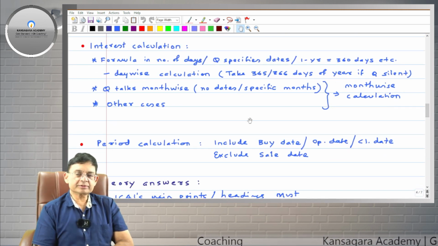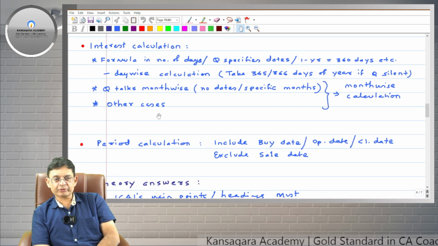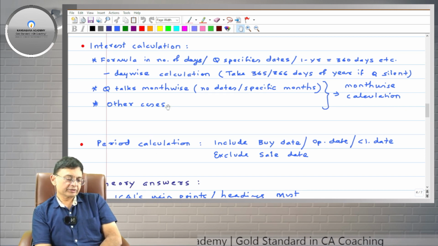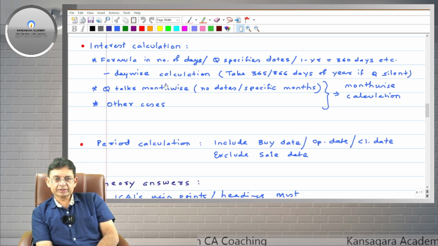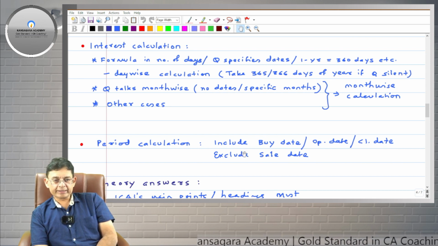Then many times the students have doubt about how to calculate interest, means which things they have to keep in mind. So here basically two issues are there. First is whether you should do day-wise calculation or month-wise calculation of interest, and then in calculating the period, which dates should be included and excluded.